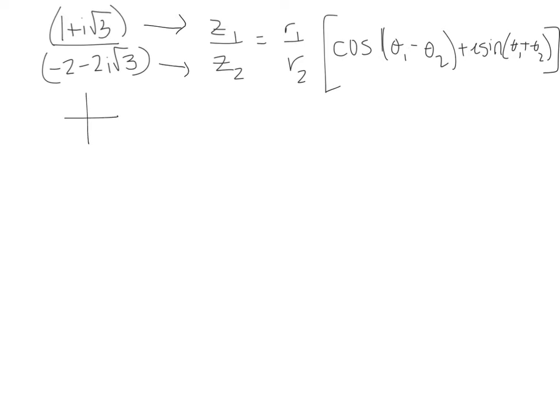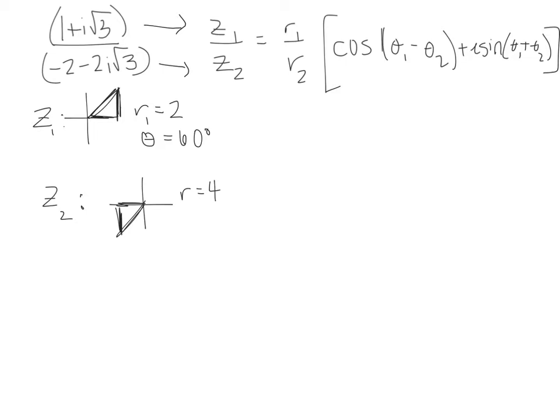Let's plot these. Here's 1, here is root 3, then your r1 will end up being a 2, and then your angle will end up being a 60. This is for z1. Now z2 is different because you're in the third quadrant, so you're going to plot negative 2, negative 2 root 3. r is 4, and then the angle all the way over here is going to end up being a 240. I'll mark those.